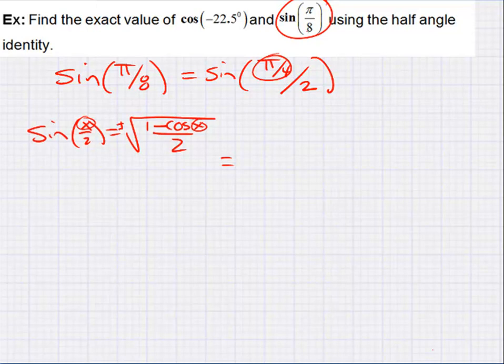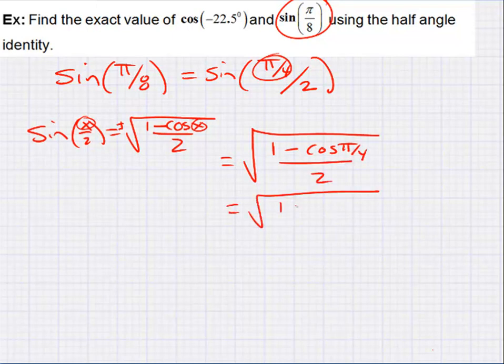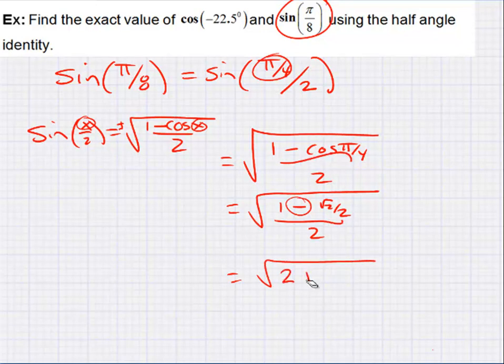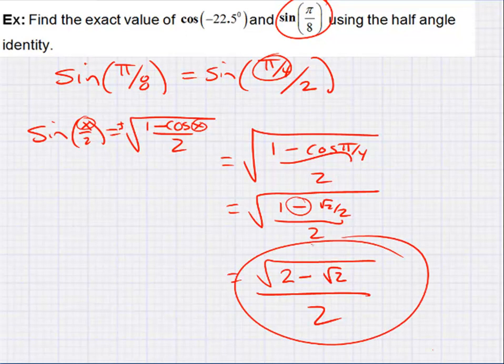but pi eighths is in quadrant 1. Quadrant 1, cosine and sine are both positive, so I do positive square root of 1 minus cosine pi fourths over 2, which is the square root of 1 minus square root of 2 over 2, all over 2. This is the exact same thing as the last one, except for we have a minus instead of a plus. So my answer is going to be the square root of 2 minus root 2 all over 2, because it simplifies the exact same way as the last one.